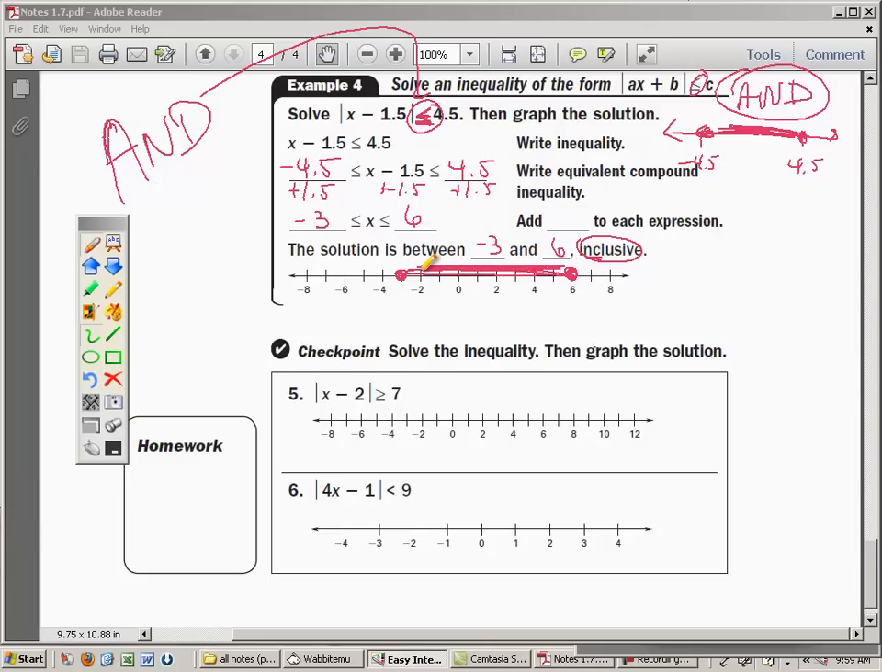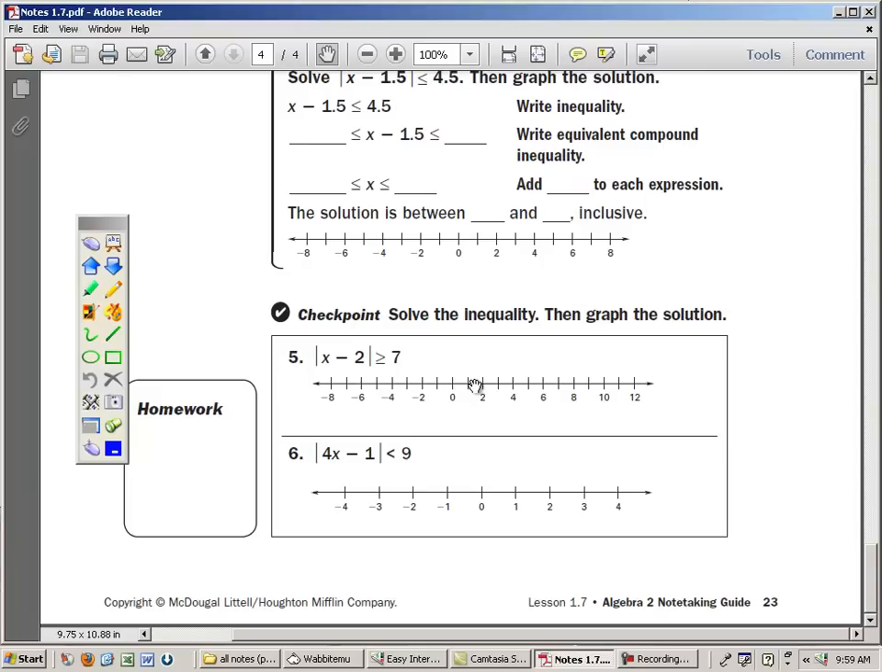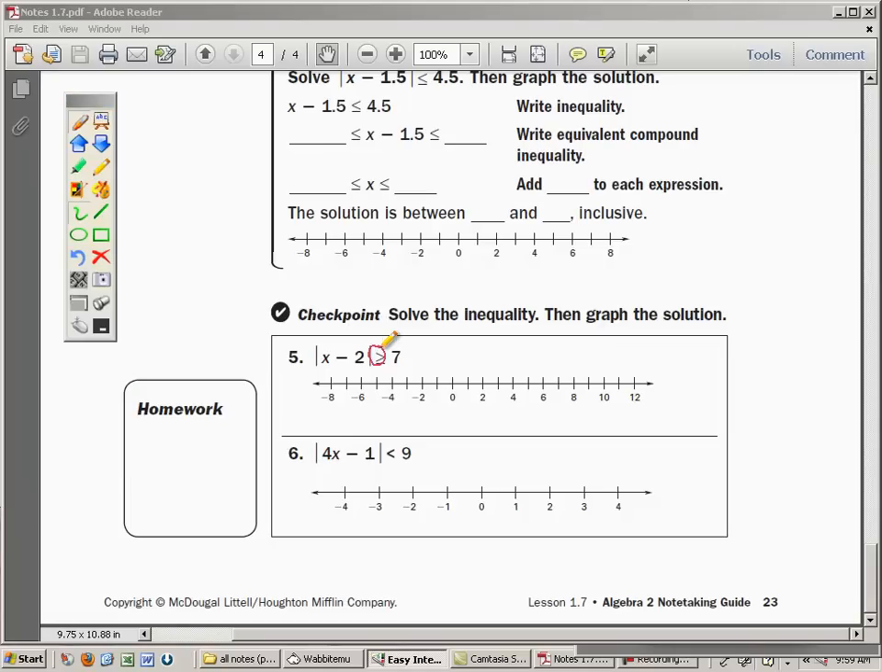All right, pause the video, try the last 2 examples, and we'll be right back with solutions for them. Okay, so here we are on the last 2 examples. Again, for number 5, you've got a greater than or equal to. And so let's think about what that looks like.